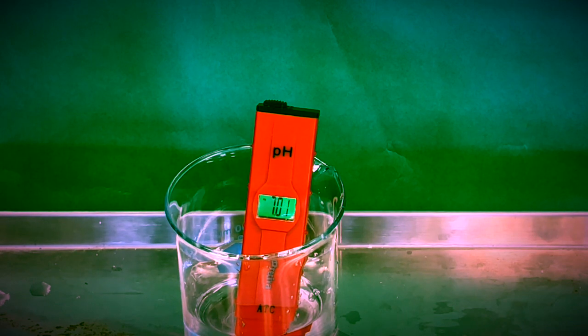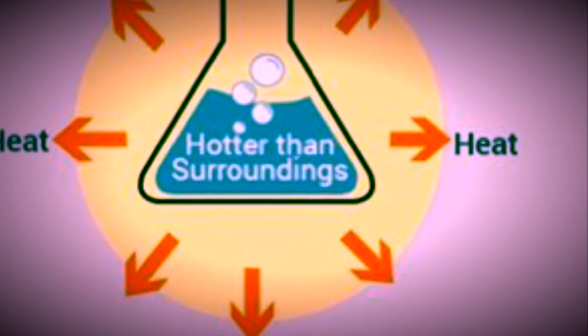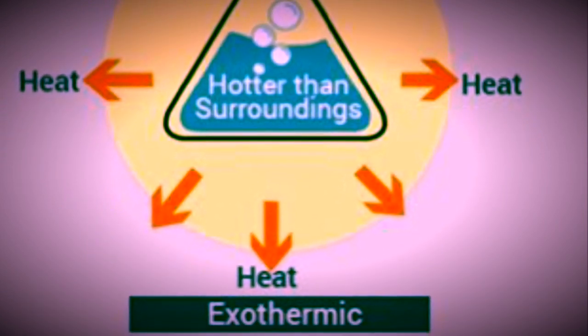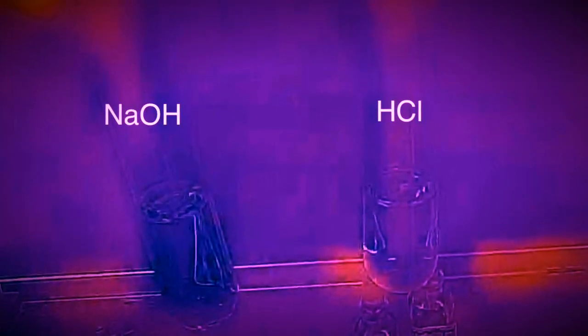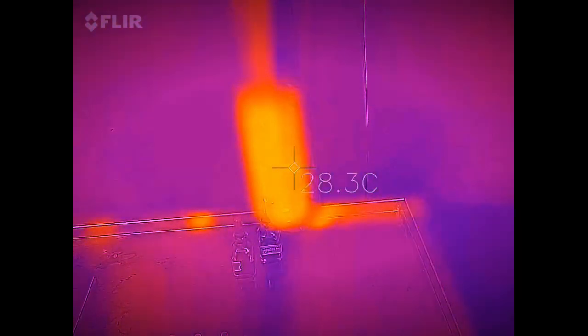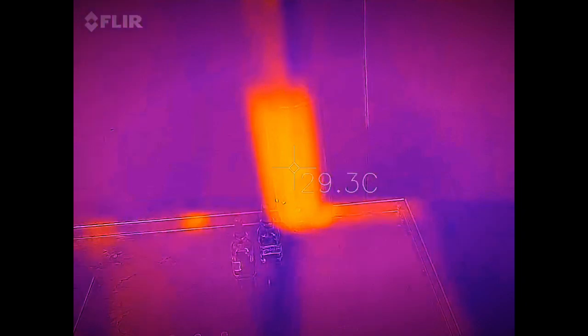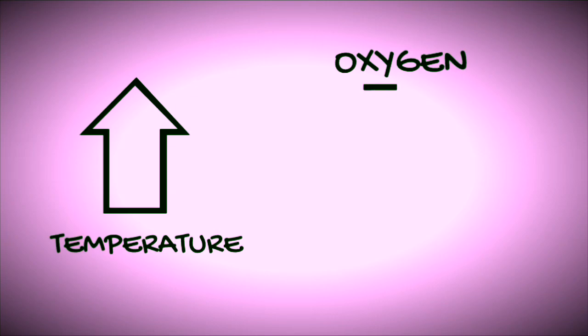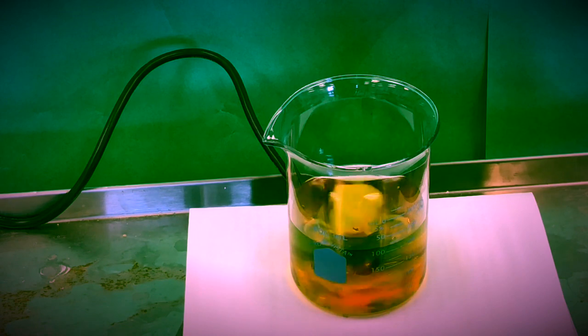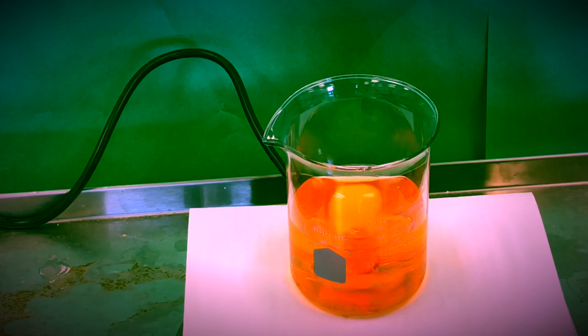And there's another problem we have not considered. Neutralization reactions are exothermic, meaning they give off heat. Check out what happens in this infrared video when we add base to an acid. Temperature is very important for aquatic systems as well, because as temperatures rise in the water, oxygen levels go down. That's not good. Plus, as soon as it rains again, the water will start to acidify.